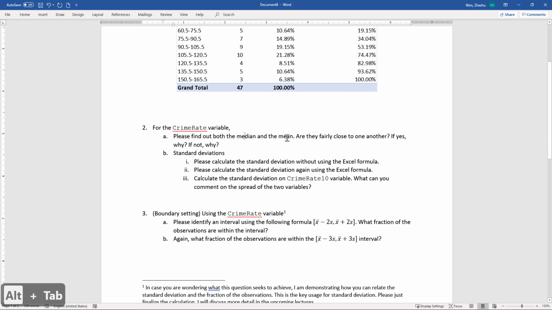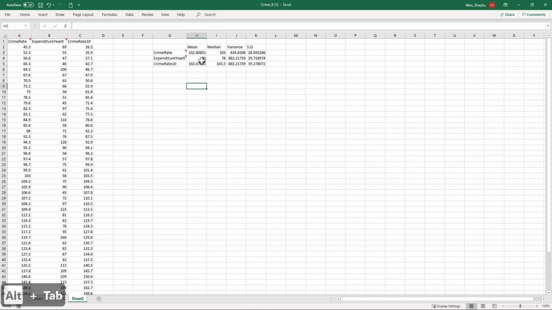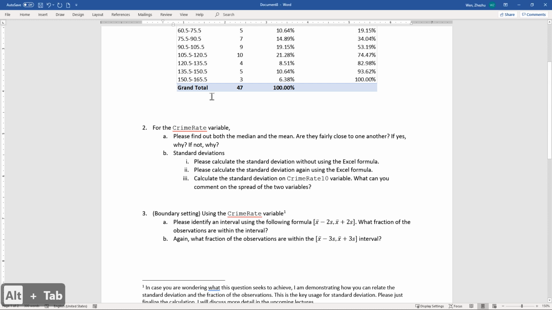Both median and mean, are they fairly close to one another? I'm not going to give you the answer, but you can answer the question based on your observation. And why do you think these two are close to each other, and what is the reason that has caused these two to be fairly close to each other? Okay, so I explained during the class, it has something to do with extremely large or small values.